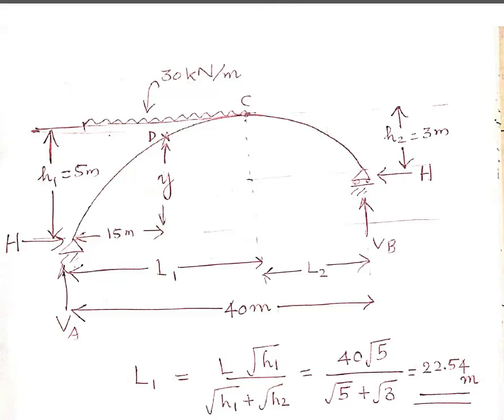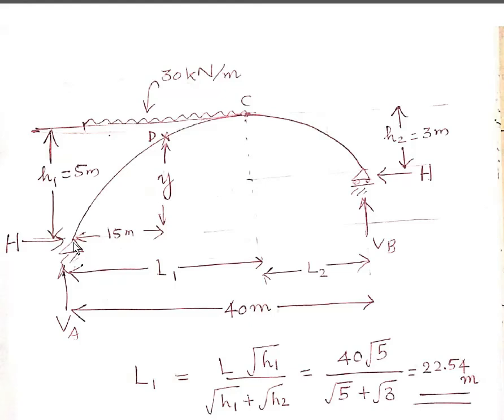So here we can apply the equilibrium equations. Here VA plus VB is equal to 30 into L1. We know the value of L1 already. That is the first equilibrium equation we can apply. But what about the second equilibrium equation?